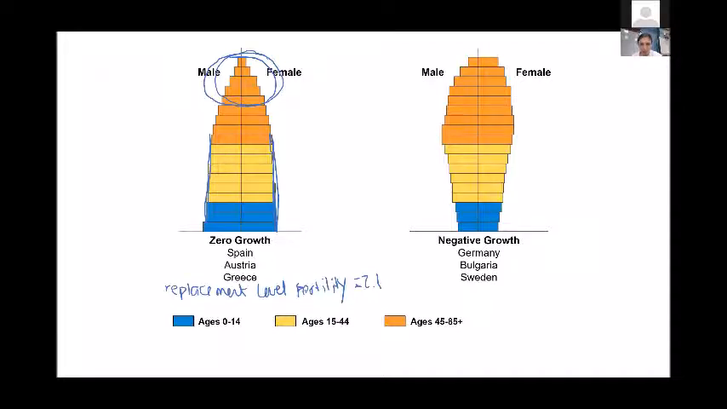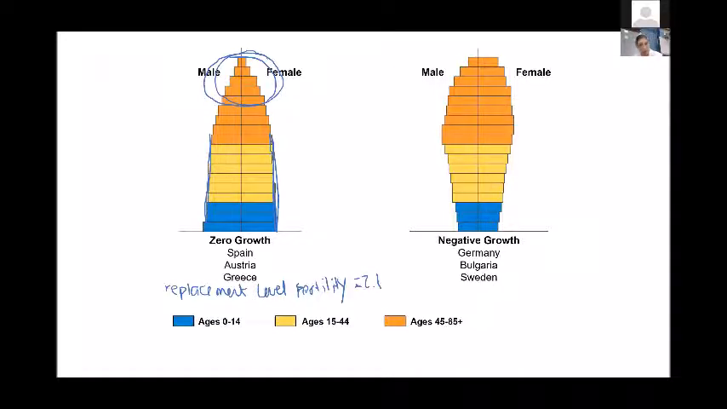Now, how do you have 0.1 of a child? You don't, but there needs to be slightly more than 2 because you do still have some child and infant mortality that occurs. Now, we've looked at growing populations and then the ones that are able to maintain a certain number and not grow or decline.